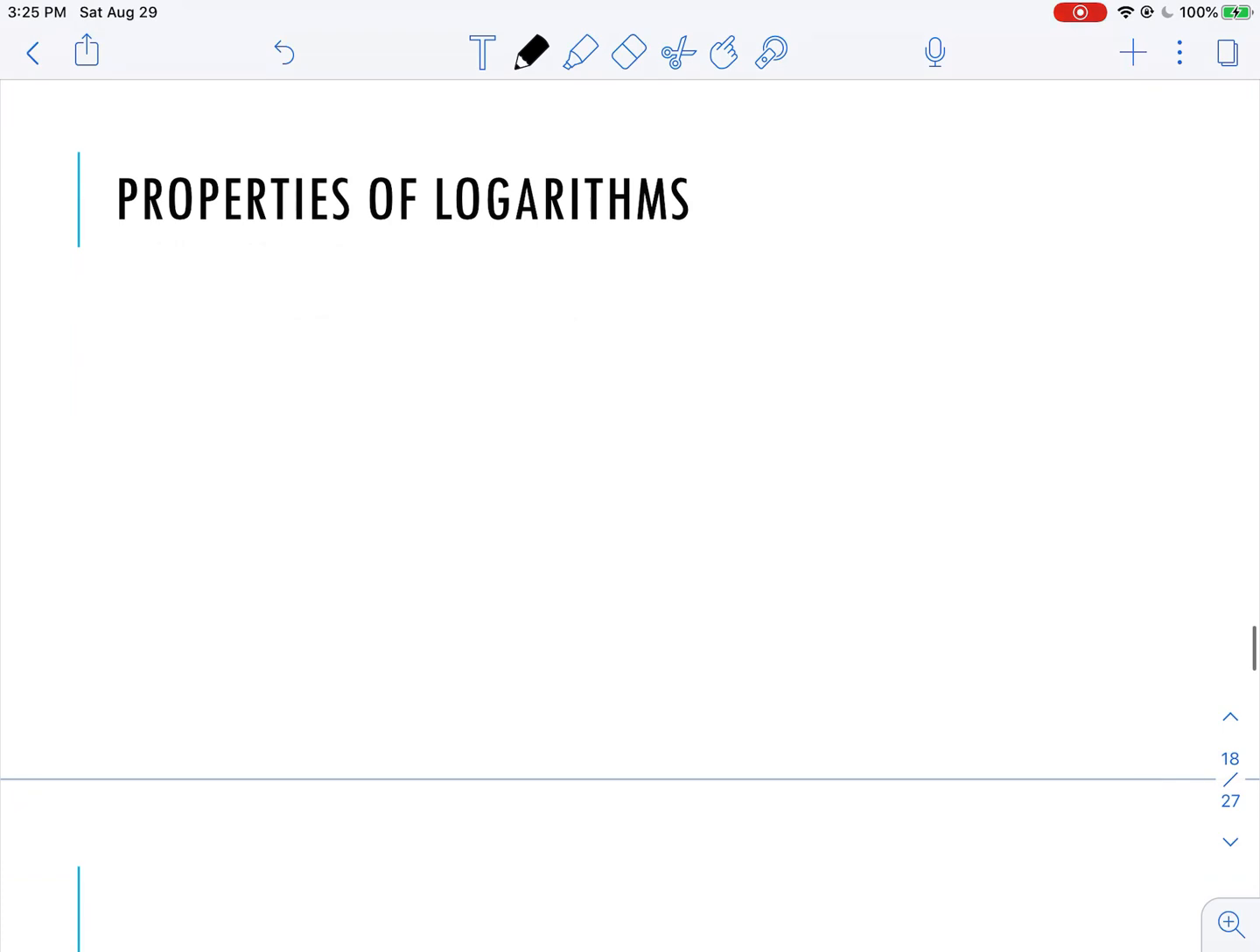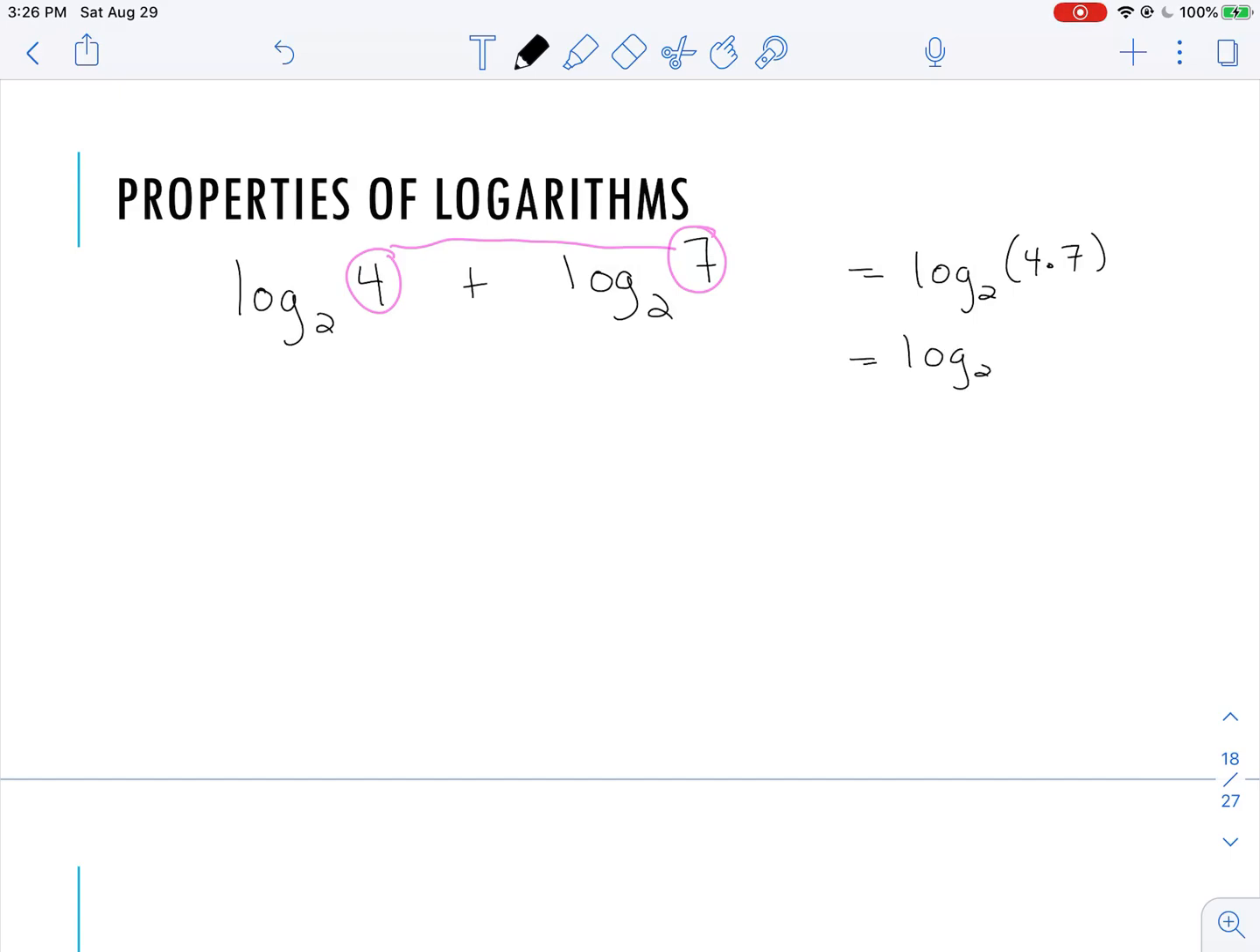Properties of logarithms. You might remember some logarithm properties. If you have two logs and they have the same base, like log base 2 of 4 plus log base 2 of 7, and you're adding them, you can multiply the two products together. So this would be log base 2 of 4 times 7, which would be log base 2 of 28. That's one of our log properties.